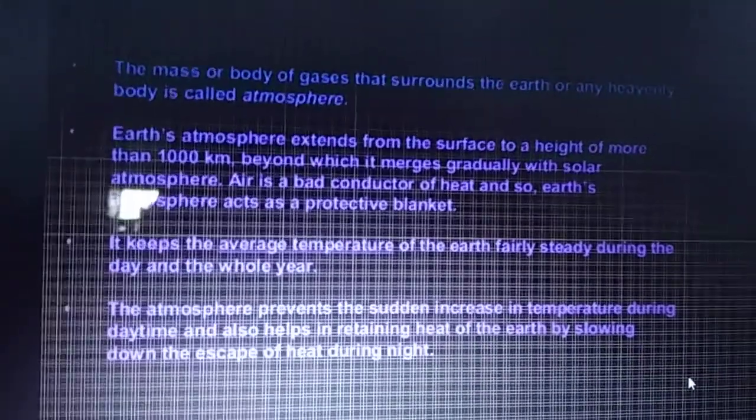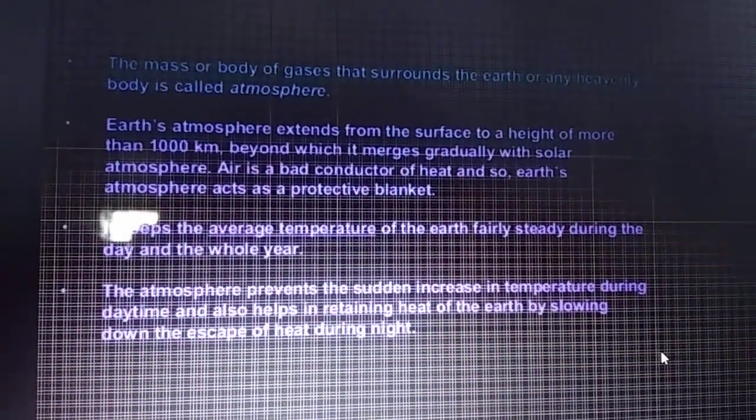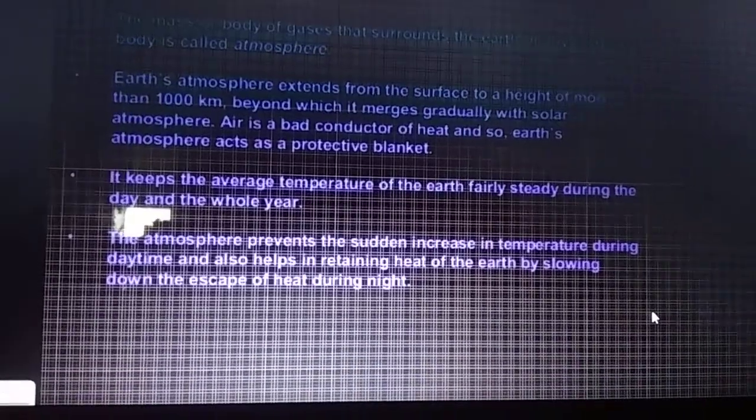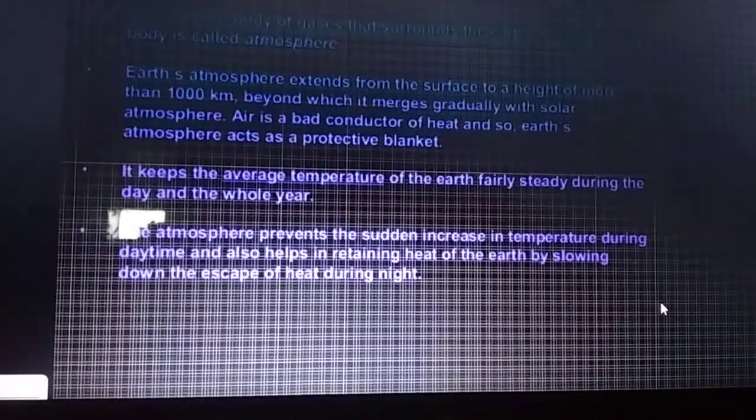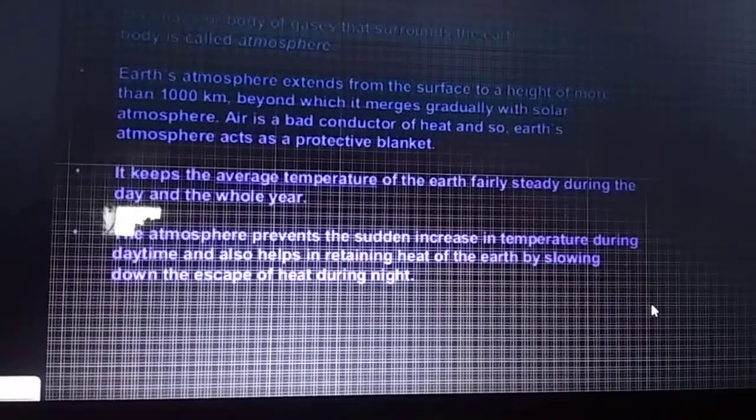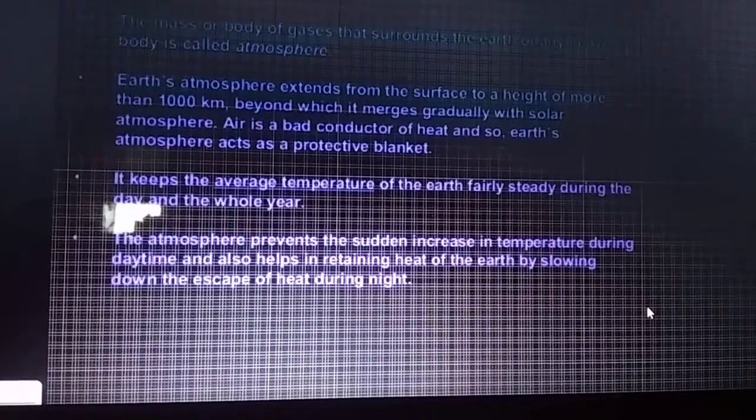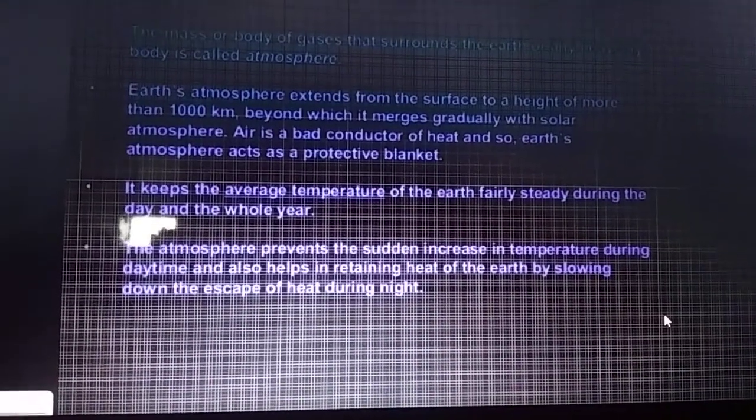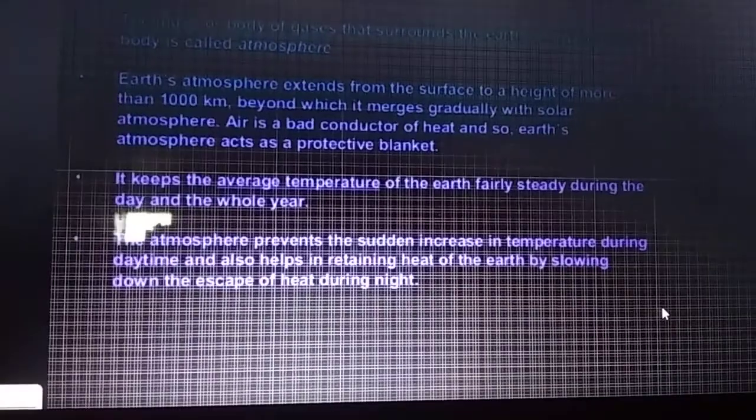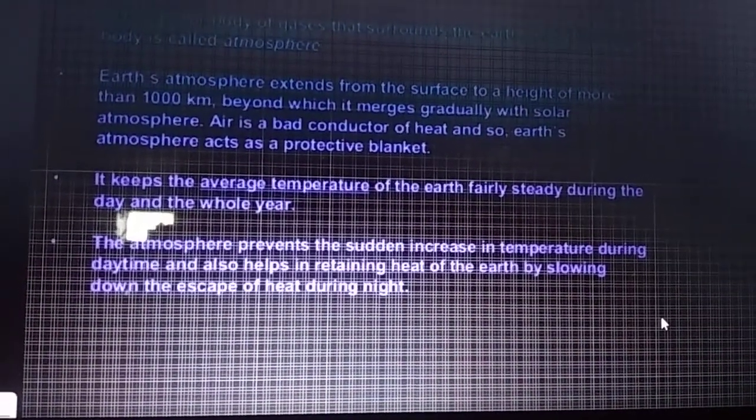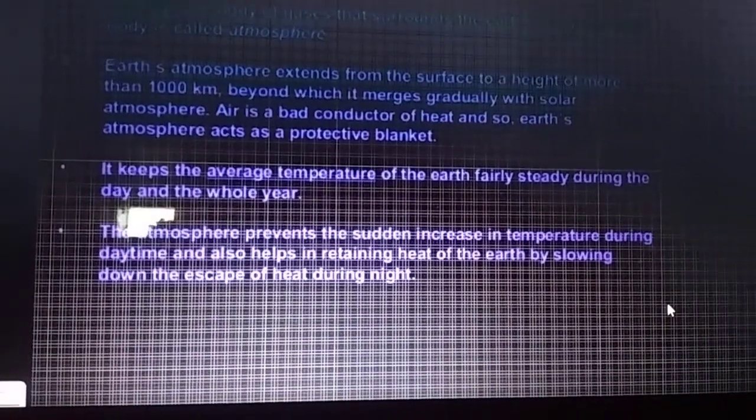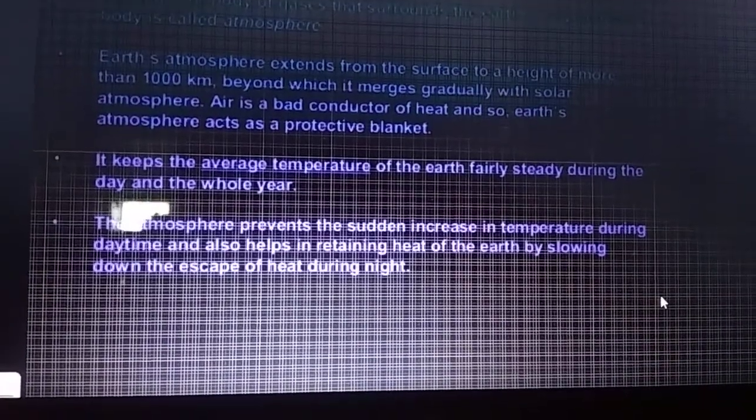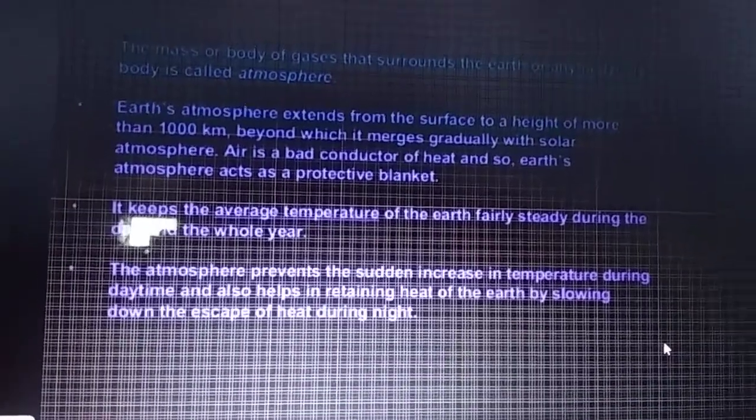Then we see that the mass or the body of gases that surround the earth is known as the atmosphere. So the atmosphere not only provides us oxygen and carbon dioxide for living things, but it also acts as a protective blanket. It is a bad conductor of heat. So due to the presence of the atmosphere, there is no sudden change in the temperature during the day and night. It keeps the average temperature of the earth fairly steady during the day and the whole year. So the atmosphere prevents sudden increase in temperature during daytime and also helps in retaining the heat of the earth by slowing down the escape of heat during night.